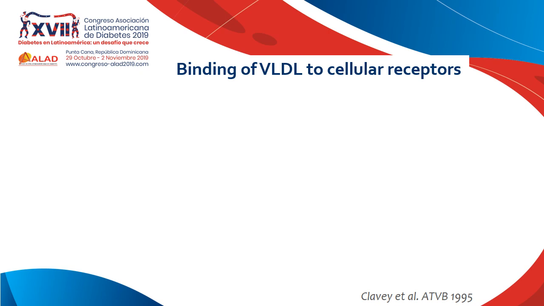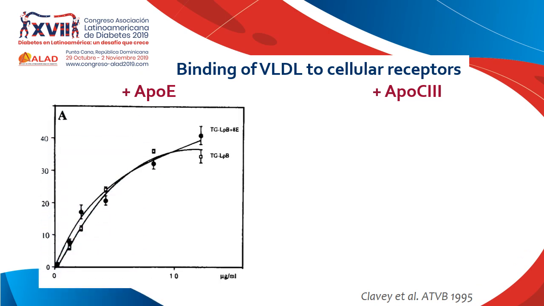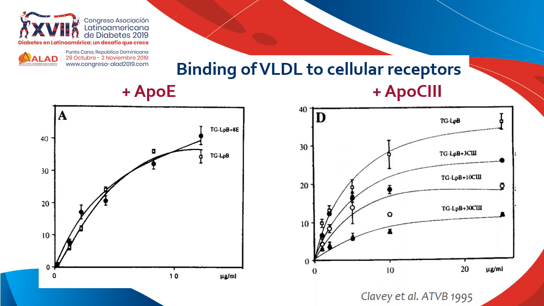So how could we explain this? When we look at the binding of VLDL to cellular receptors and we separate VLDL with ApoE and with ApoC-III, this is what you see. When you add ApoE, there's pretty much no change, but when you add ApoC-III, the more ApoC-III molecules you have per particle, the less binding to receptors you have.